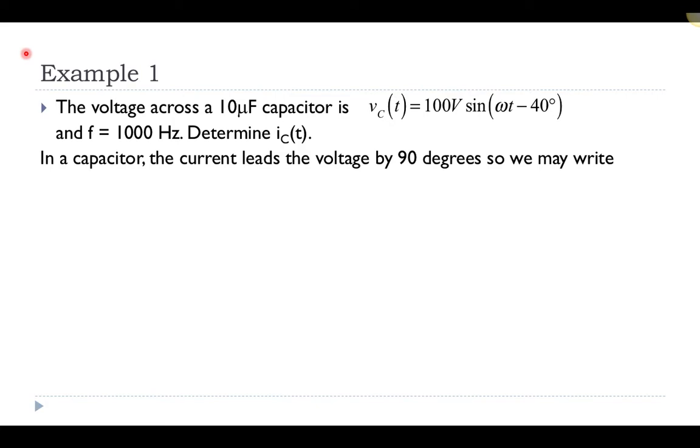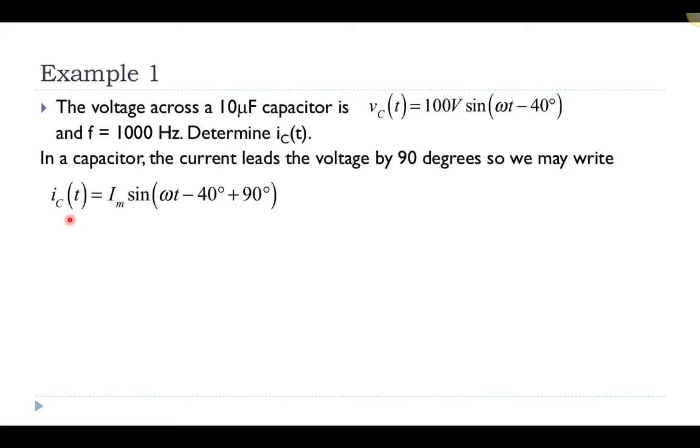Let's consider an example of a capacitor that is connected to a voltage supply that's oscillating with respect to time. We have a 10 microfarad capacitor, and we know that the voltage across that capacitor is 100 volts times sine omega t minus 40 degrees. The frequency of oscillation is 1,000 hertz. Our goal is to determine the current that is passing through that capacitor as a function of time. We know that in a capacitor, the current leads the voltage by 90 degrees.